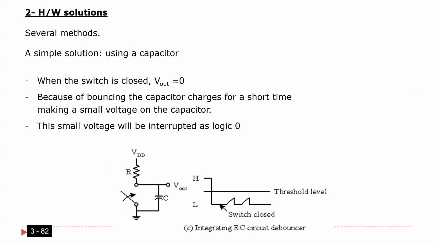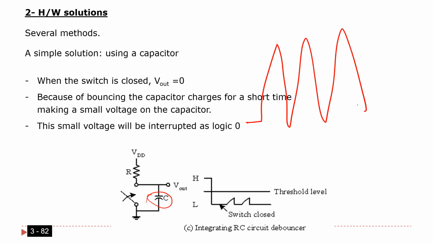Okay. So for the hardware solution, what we can do, guys, is you can just connect a capacitor this way, as you see here. Why? I'm going to tell you why. What happens is that when you have some kind of bouncing in this way, look here, guys. When it is high, the capacitor is going to charge. Once it is low, the capacitor is going to discharge. And because this is a very short time, the capacitor is not going to charge too much.